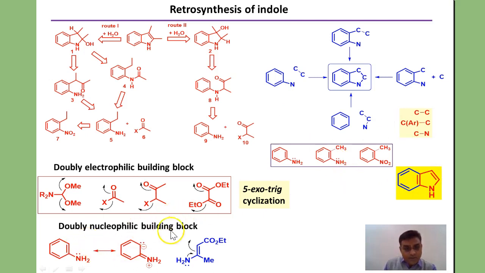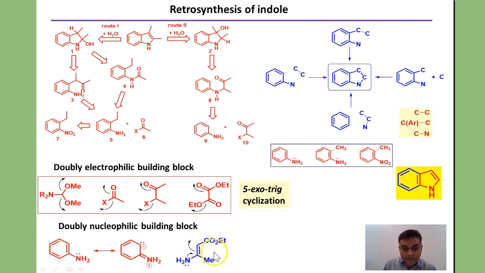Here the two doubly nucleophilic building blocks are shown. Aniline, we have seen, shows a plus R effect. So because of the plus R effect, this carbon atom is negative. The nitrogen lone pair is also nucleophilic in nature. So this is a doubly nucleophilic building block. This is the structure of enamine. Enamine is also a doubly nucleophilic building block.